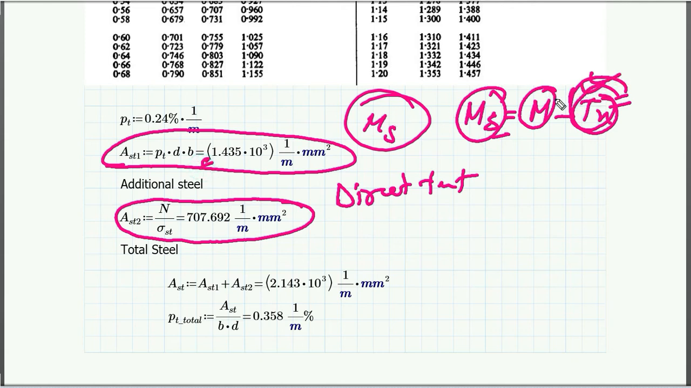So to take care of the direct tension, we need to provide another amount of steel, and that can be found out by T by sigma s, which is 707.69 mm² per meter. Everything is per meter, and total steel becomes 2143 mm² per meter, right? So if you find out the percentage of steel, it becomes 0.358 percent, and this is also per meter. You just ignore per meter, just think of the percentage of steel as 0.358.